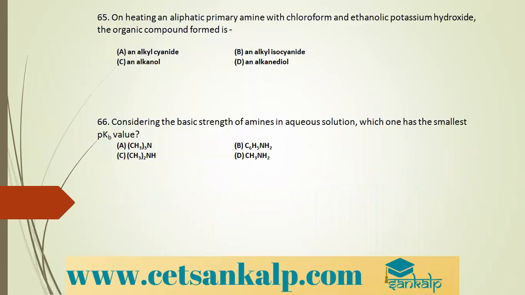Next, on heating aliphatic primary amine with chloroform and ethanolic potassium hydroxide, the organic compound formed is. Aliphatic primary amine, so R NH2 with chloroform and alcoholic KOH. What is the compound formed? The compound formed will be RNC, yes, plus KCl plus H2O. Isocyanide is formed. So it is alkyl isocyanide.